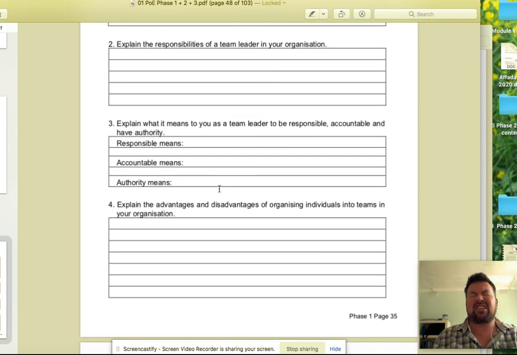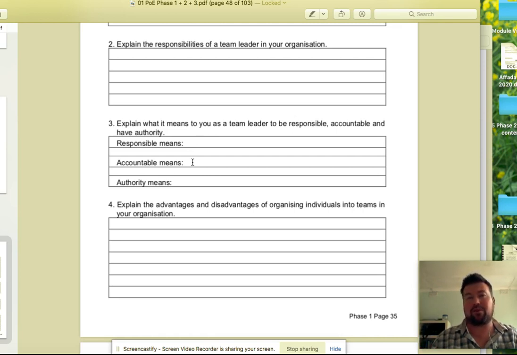Then I want you to think about the definitions of responsible. If you are responsible for a specific task, what does that mean? Do you have to do it? Are you expected to do it? Do you have to do it yourself? Well, responsible would say that that is something that you have to do and you're being held accountable to do that specific task by yourself.